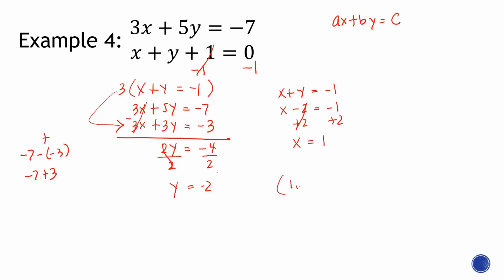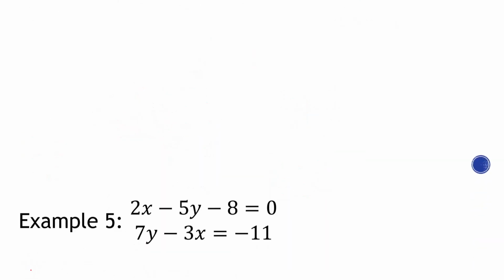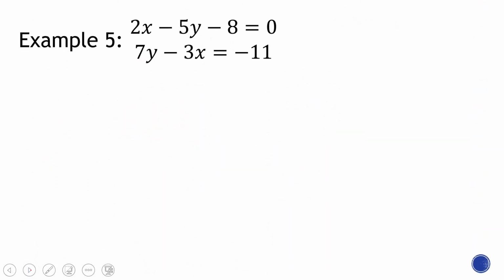So the answer for x is 1, and then for y is negative 2. Okay. Let's go to the last example. 2x minus 5y minus 8 is equal to 0. It's not in the form of ax plus by plus c, so we have to do something here.